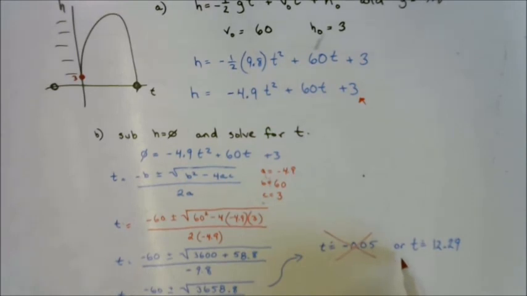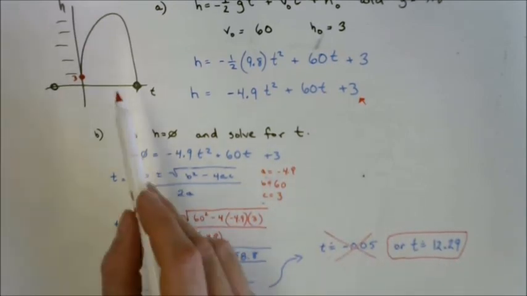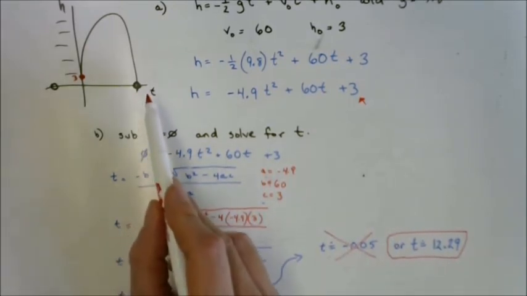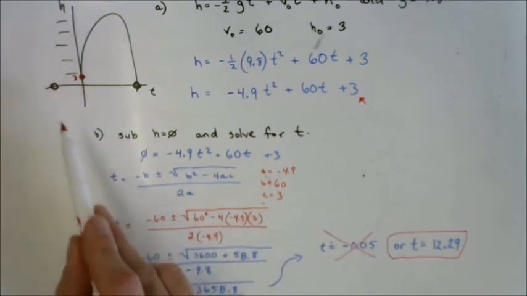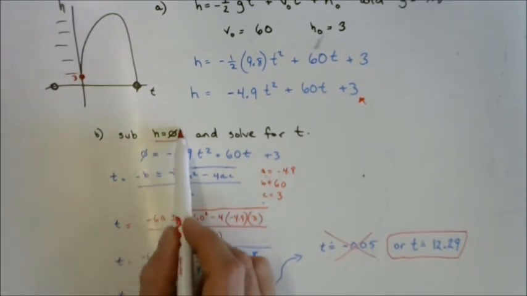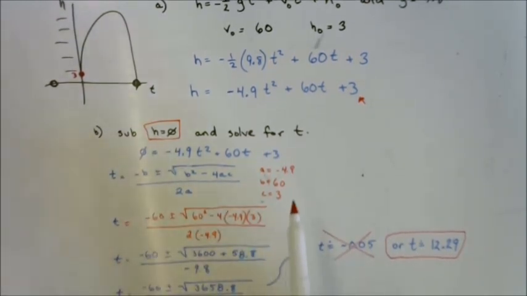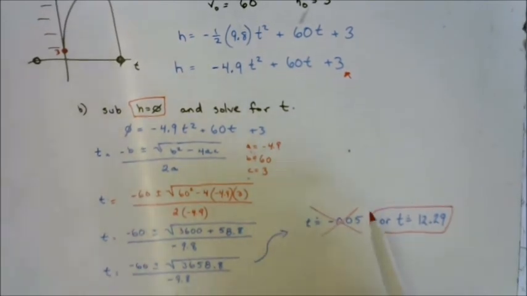What does this tell us? That at 12.29 seconds, this toy rocket is going to hit the ground. It's going to be at 0. That's why we started this whole thing with h equals 0. T is time, the time it takes for the rocket to hit the ground, 12.29 seconds. And I want to add that as my closing statement.